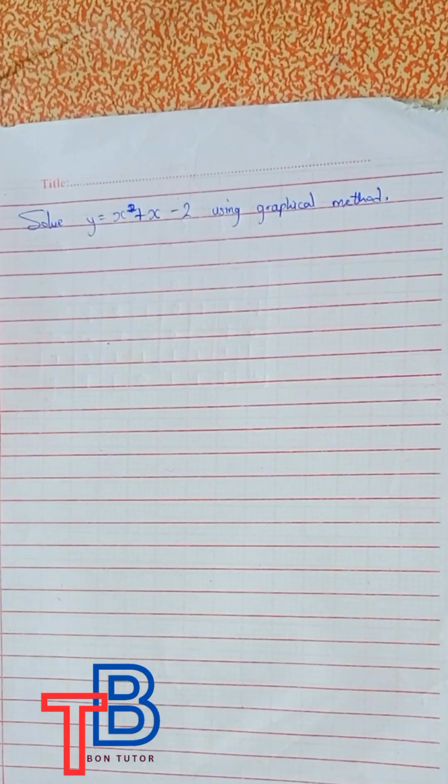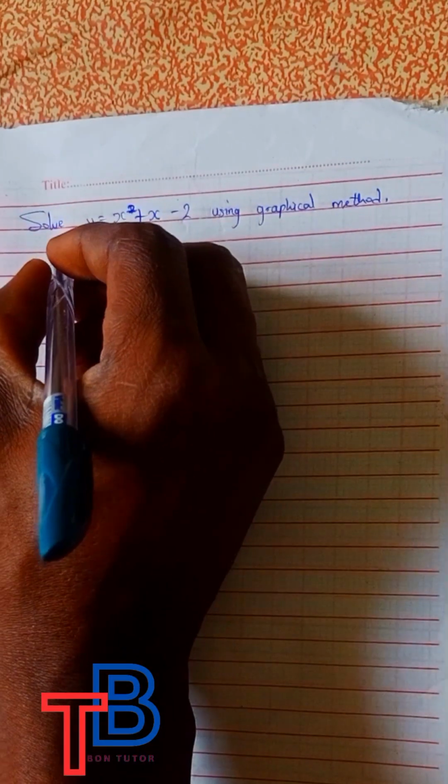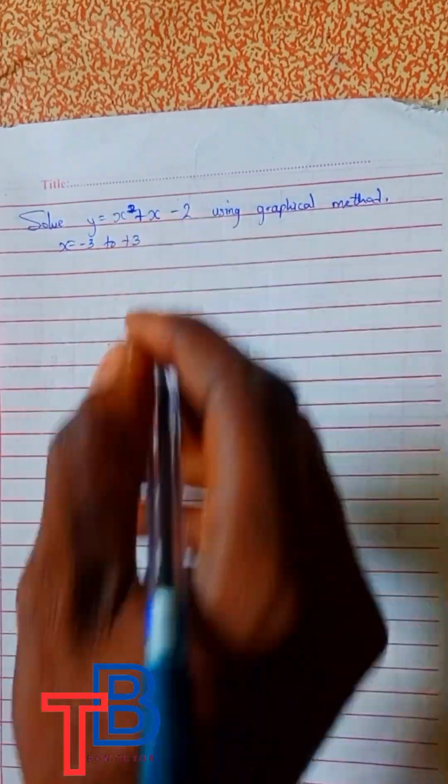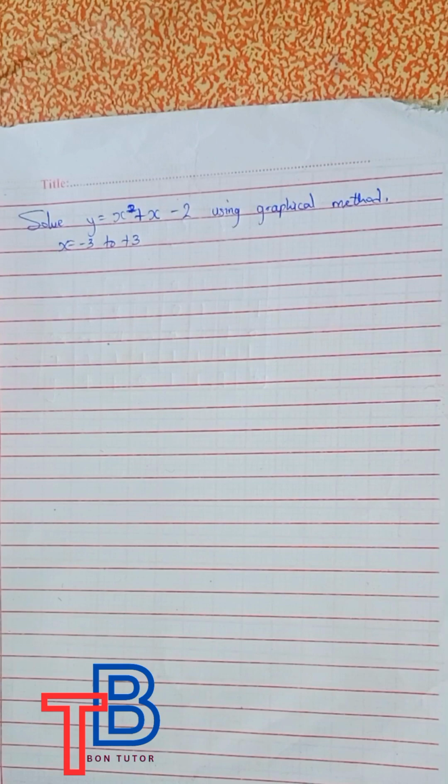So this is another example of quadratic equation that we'll be solving today using graphical method. We have our y to be equal to x squared plus x minus 2, and we have to solve it using graphical method. Remember, the first thing we have to do is to assign the value for y when x ranges from -3 to +3. That is, we have to draw our table of value.